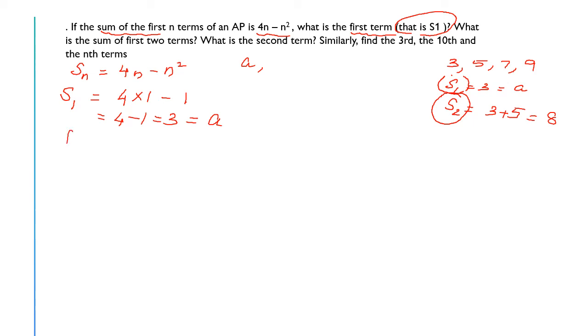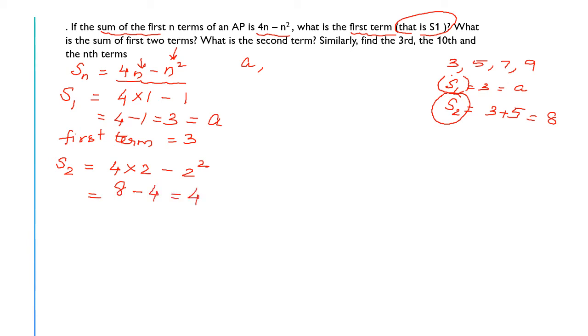Yes. So you get here first term is equal to 3. Then you have to find the second term, S2. What will be S2? 4 into 2 minus 2 square, because it is given here 4n minus n square. So in place of n we have to put 2. 4 into 2, 8 minus 2 square is 4. What is the answer? 4.